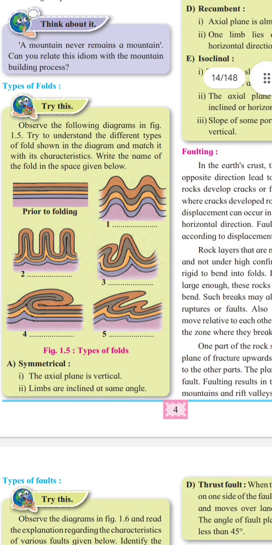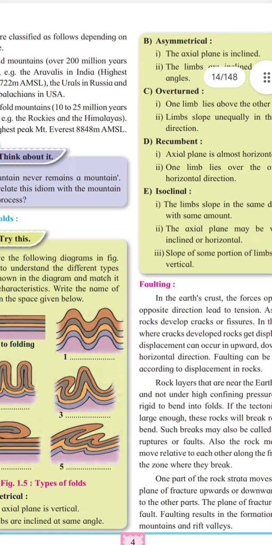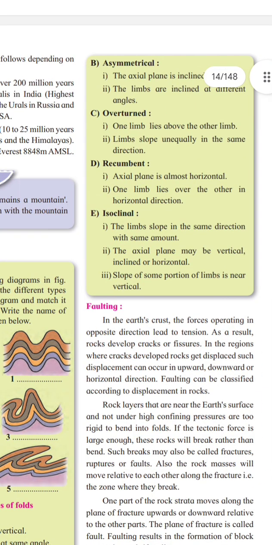Now see here, types of folds. Depending on the position of the limbs and the axial plane, folds are classified into five types. First is the symmetrical fold: both limbs have the same slope and the axial plane is vertical. Second is the asymmetrical fold: the limbs have different slopes and the axial plane is inclined. Third, overturned fold: one limb bends over the other.